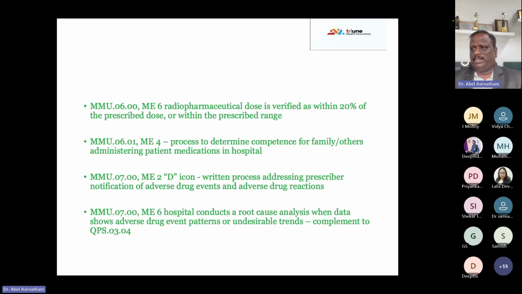or others administering patients' medication in the hospital. Again, it depends upon the hospital policy. Written process addressing prescriber notification of adverse events and adverse reactions. The hospital conducts a root cause analysis when data shows adverse event patterns and adverse event trends.